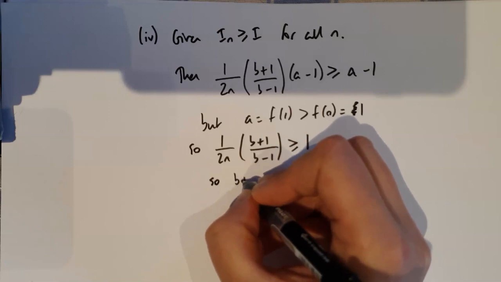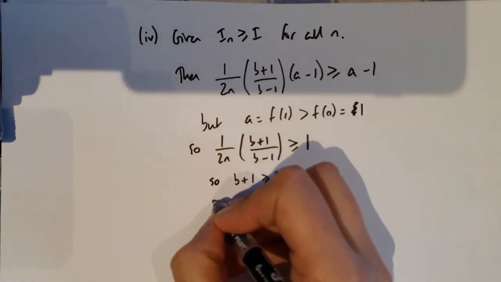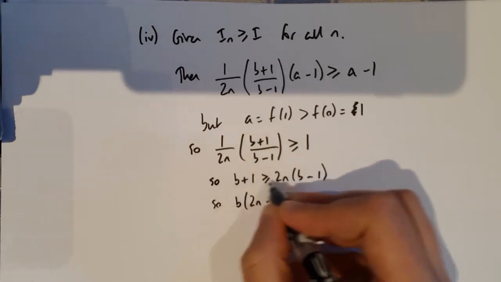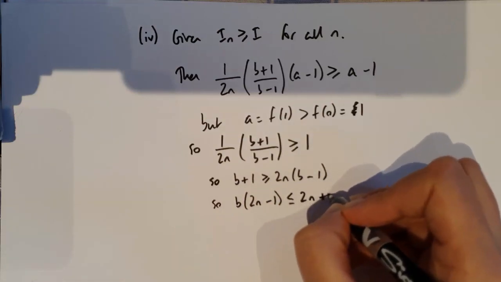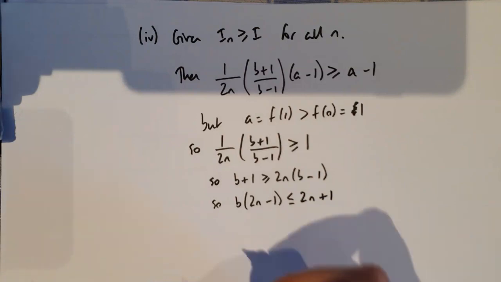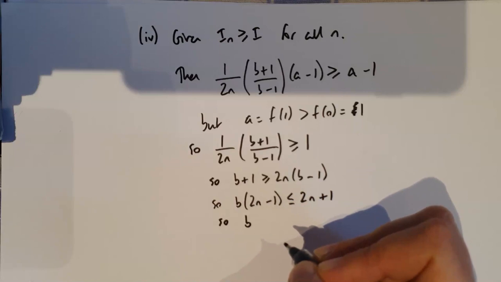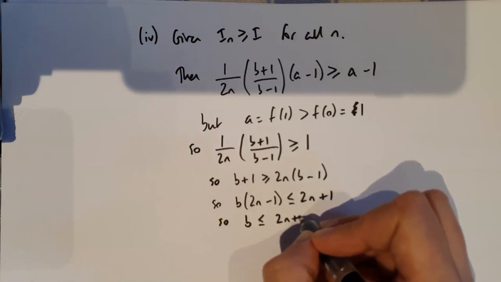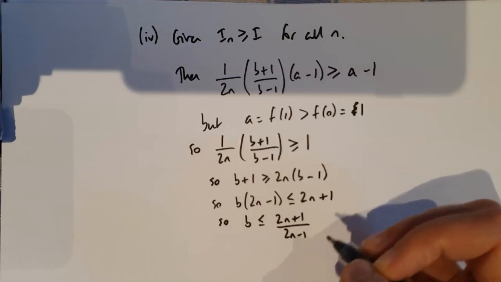let's see, b plus 1 is greater than or equal to 2n times b minus 1. So b times 2n minus 1, bringing all the b's over here, is going to be less than or equal to 2n plus 1. So b, I'm carefully making sure that each time I multiply, I'm dealing with positive quantities, but it's all good. So b is going to be less than or equal to 2n plus 1 over 2n minus 1, which looks a little bit like the thing in the question, but not quite.